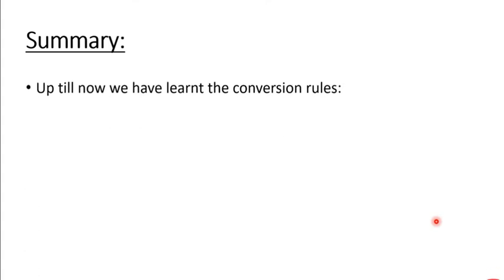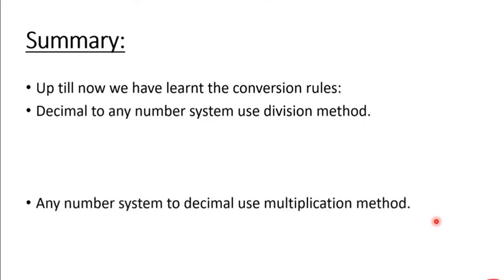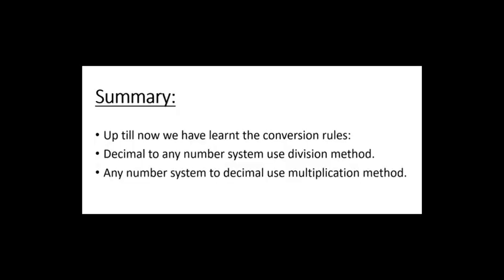Okay, so in summary, up till now we have learned the conversion rules. For decimal to any number system, we use the division method. For any number system to decimal, we use the multiplication method. So that will be all for number system conversion.